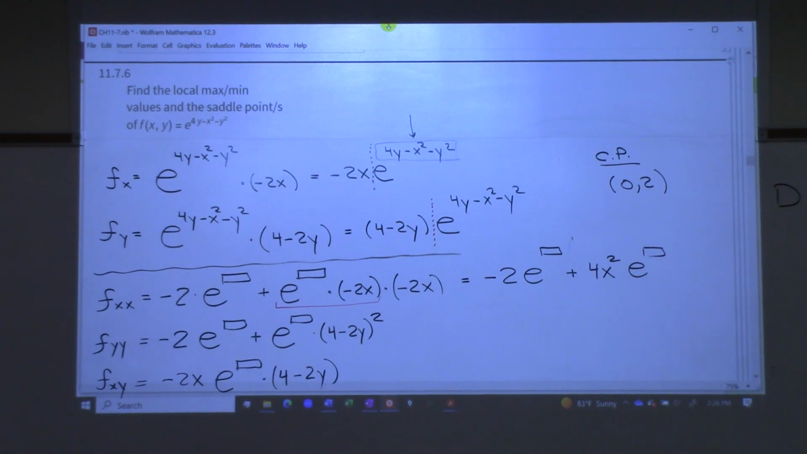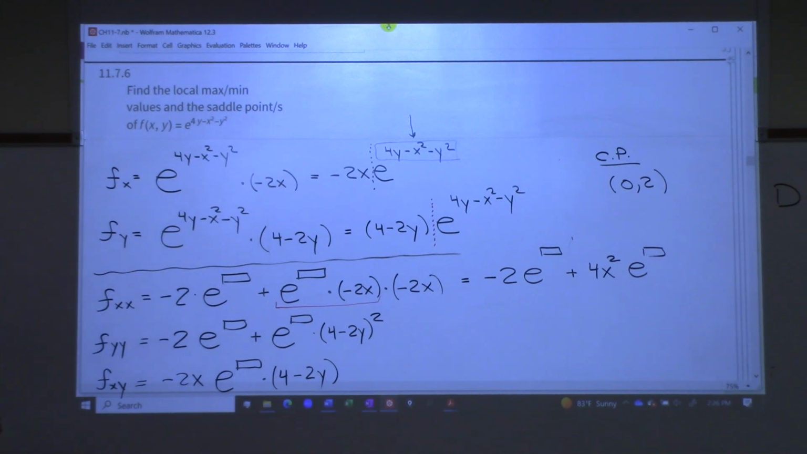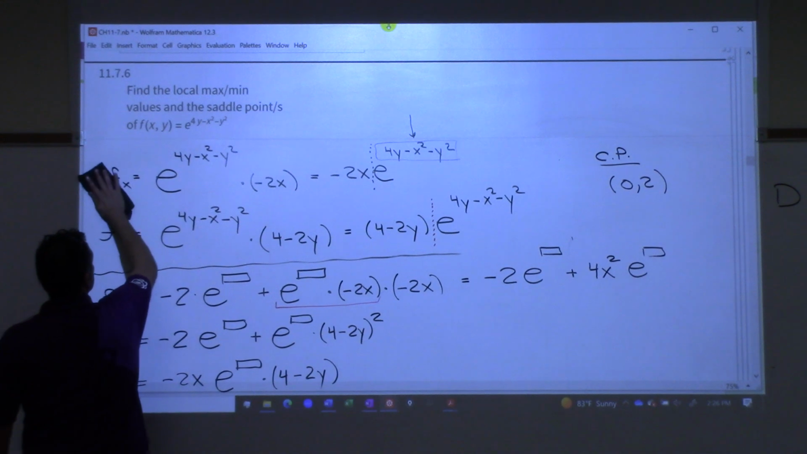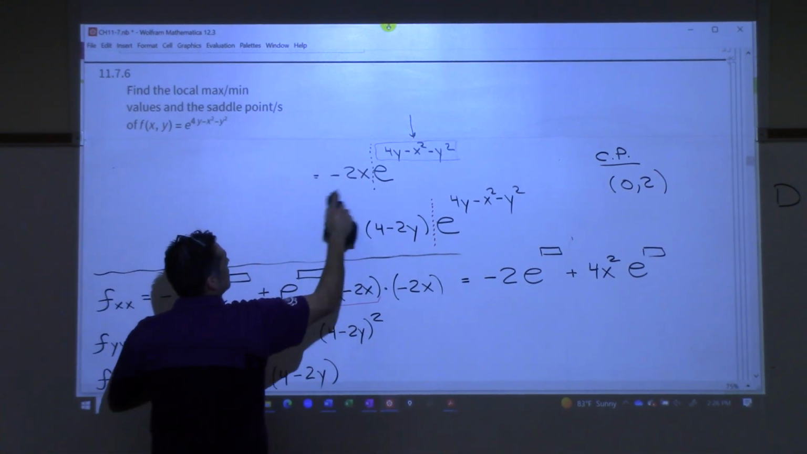What happens if you mess up? Like, what if you mess up your first partial up here? It's all wrong, right? So you have to be careful, be meticulous, take your time. All right, capital D. Here we go. Capital D. I don't need this anymore. I'm going to need to know what that looked like.